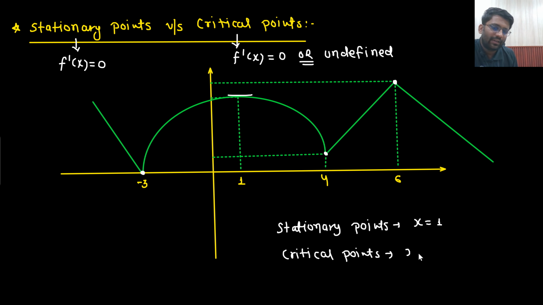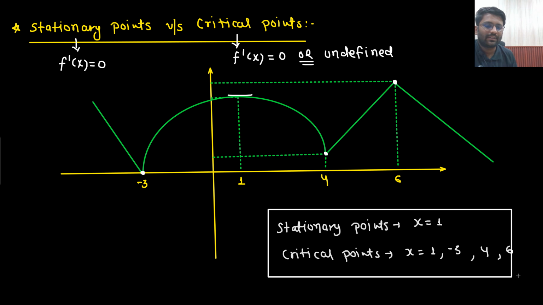Sir, critical points will be where the slope is 0. Slope is 0 only at this point, but here the slope is undefined, here the slope is undefined, and here also the slope is undefined. So these are your critical points as well. Okay, this is the meaning.